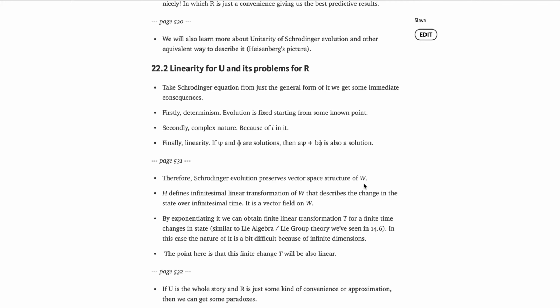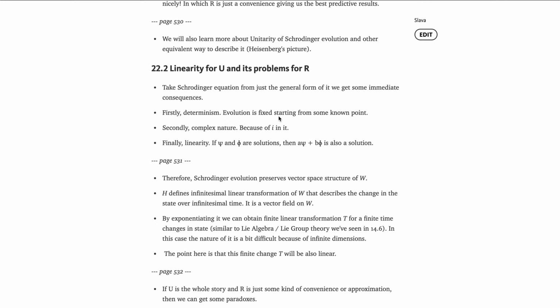The second subchapter talks about the linearity of the U process and its problems for R. We can take the Schrodinger equation, and from just its general form we can get some immediate consequences. Firstly, it is deterministic, so evolution is fixed starting from some known point. We have a differential equation, and by fixing some initial condition, we can predict continuously how the system will evolve. The same is true in Newtonian mechanics.